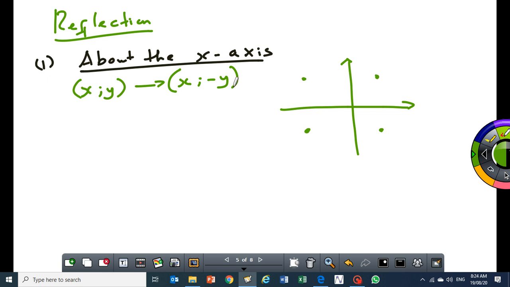If we use function notation, let's say our function was f(x). Sometimes they may ask you what is the new function, the equation of the new function. If you use this rule, you start with x, say f(x). Remember, f(x) is y. So I'm replacing the y by f(x). Your rule will become (x, -f(x)). We are just replacing the y by f(x).